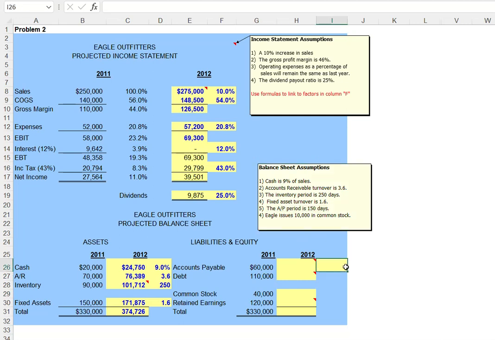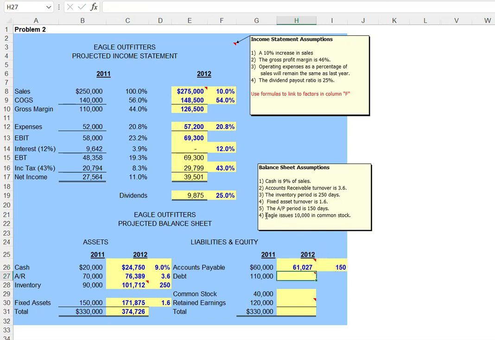Accounts payable, we're told our payable period is 150 days. This is basically the exact same computation we do for our inventory, since our inventory was in days. We're going to take our average daily cost of goods sold, the 148 divided by 365, and once again, we get the 407. Then we simply take that 407 per day and multiply it by the 150 days.